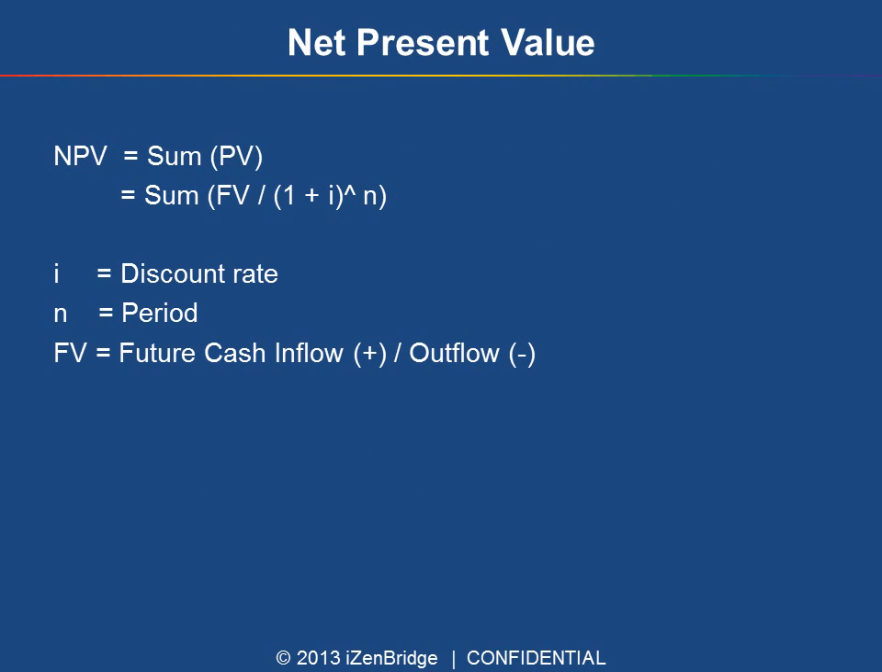So the formula looks simple. It's a sum of the future values divided by 1 plus I, which is the discount rate, to the power n, because future value divided by 1 plus I to the power n is the formula of a present value. So I represents the discount rate, n represents the period, and FV represents the future cash inflow or outflow. Now when we are calculating the net present value, we use a positive sign for the money which we are getting, and we use a negative sign for the money which is going out of the project, like when you are spending the money.